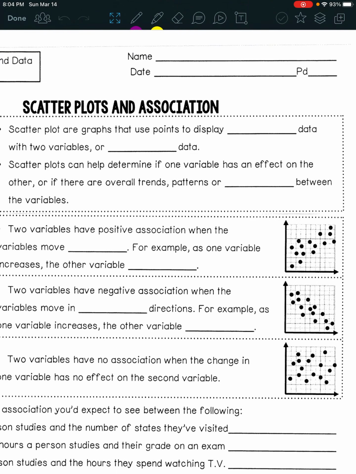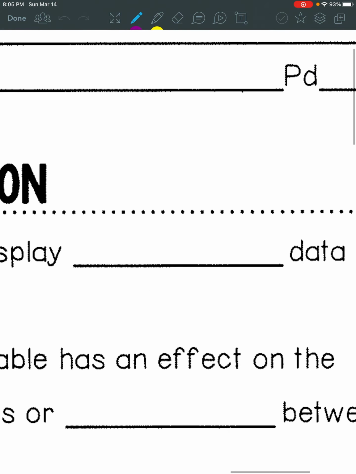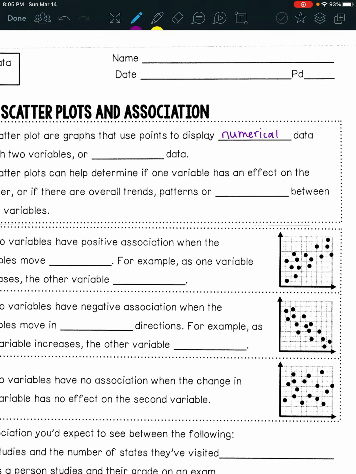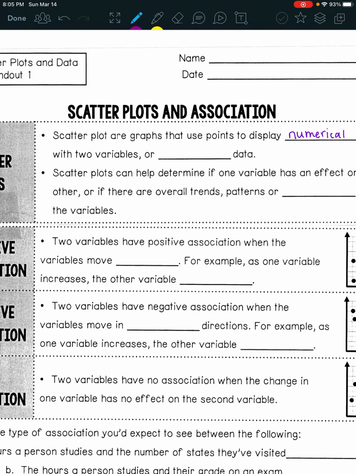So scatter plots are graphs that use points to display numerical data. So a lot of times in data and statistics, we are surveying people, we are collecting information, and then we use different graphs, pictures to display that data so that it's a little easier to interpret and understand.